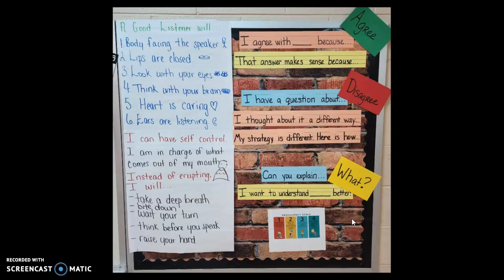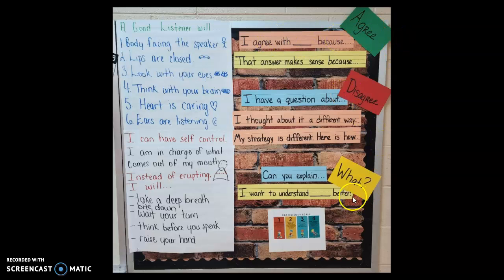So this is one of my boards that's in my classroom. We talked about exactly what a good listener is, that we keep our body facing, our lips are closed, we're looking at the speaker with our eyes. And so we are constantly being able to look at the people who are sitting there talking rather than just interrupting everybody.